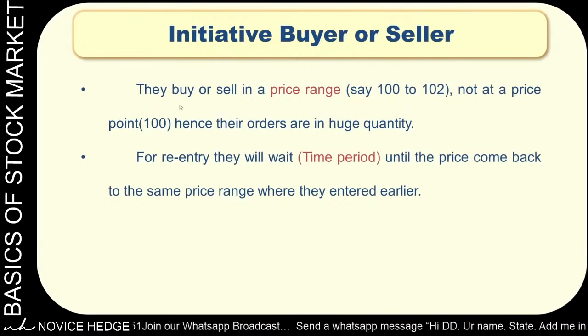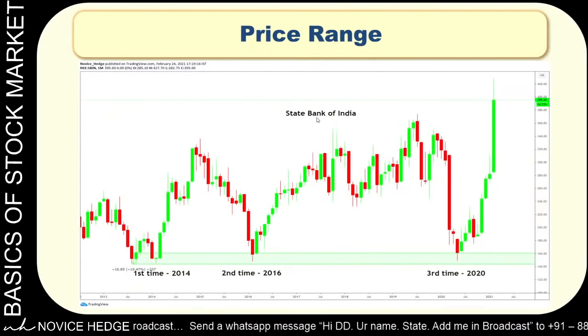I can just show you an example so that you can understand it in a proper way. This is State Bank of India. In the year 2013, there was a demand zone which was ranging at almost 10%, 16.85 points, which is nothing but a 10% move. What happened in the year 2014? Once again the price came back.